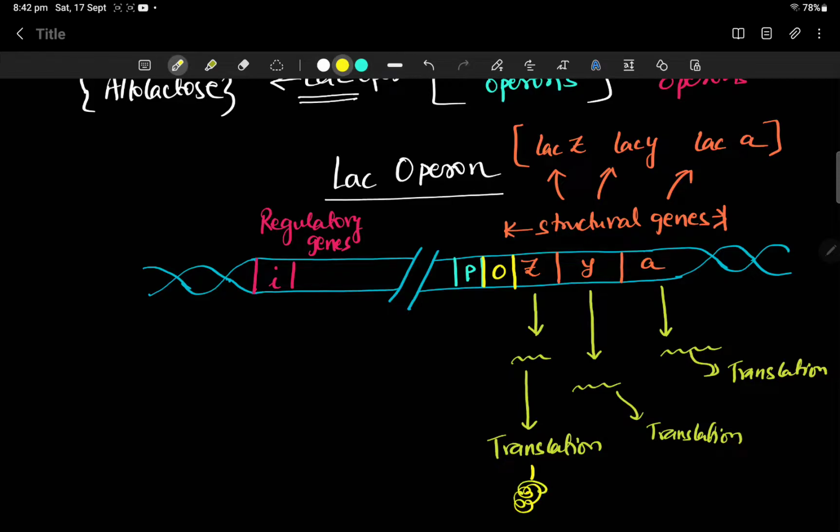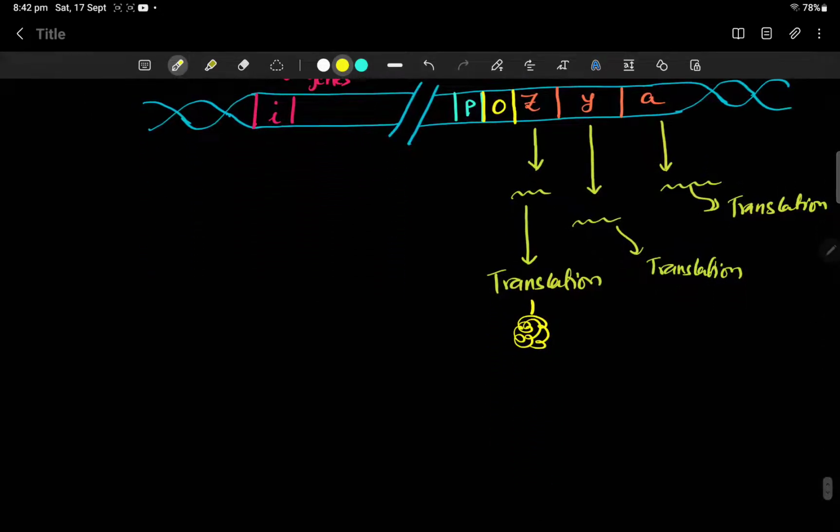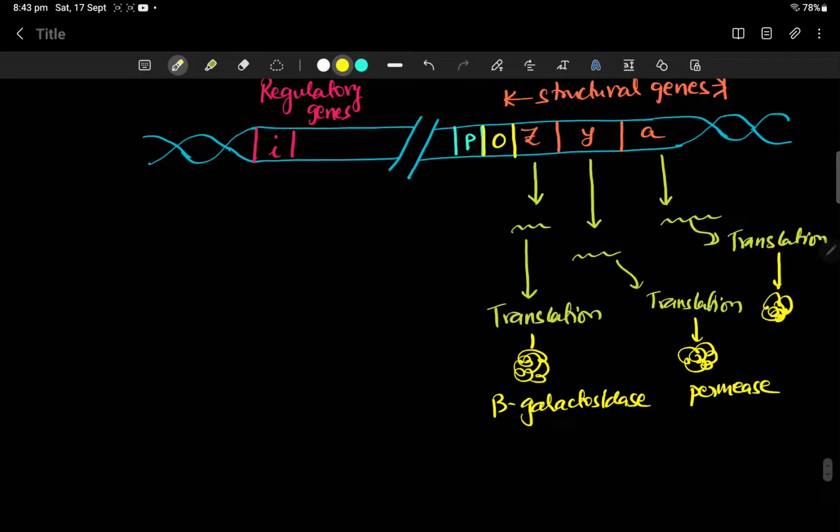So this is the folded protein. The name of this protein is beta-galactosidase. This one is going to produce a protein which is permease, and this one is going to produce a protein which is unrelated to lactose metabolism, known as transacetylase.